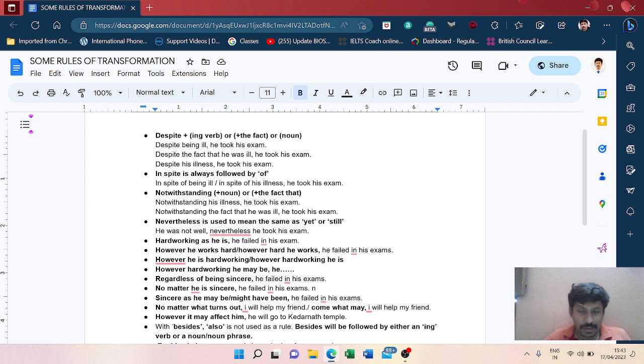So the thing that here I'm going to discuss is some rules of transformation. As you can see, it is written there, some rules of transformation. Transformation occurs in your exams, especially in English 1, and it has significant marks. At least I think 8 marks is there for transformation. So it's a very serious matter.